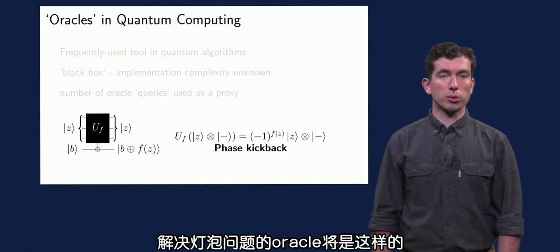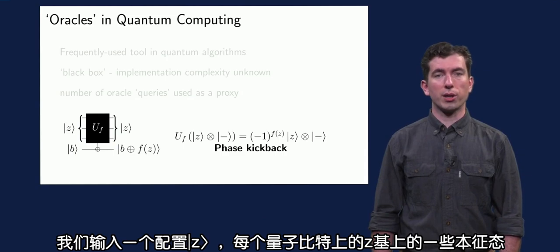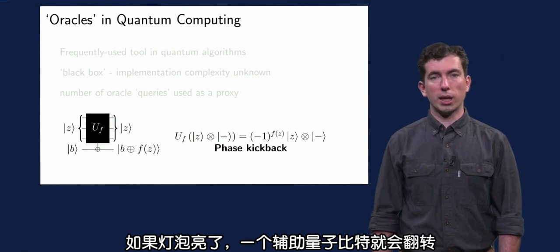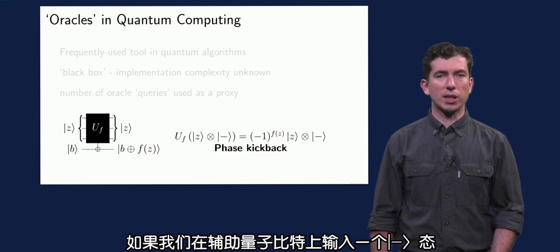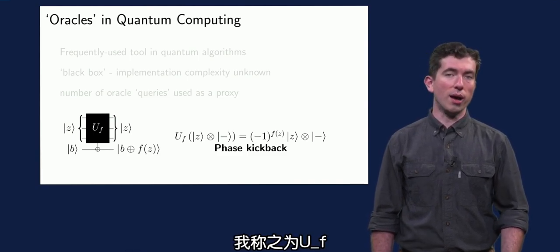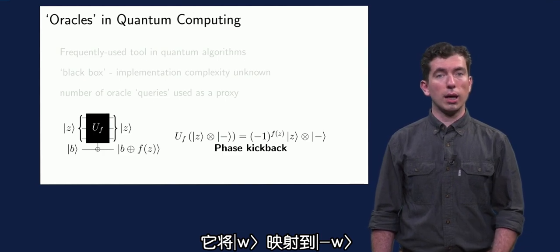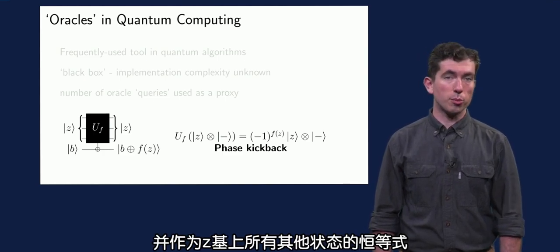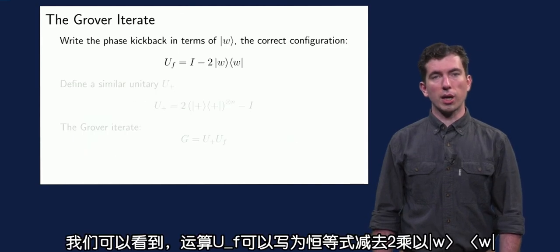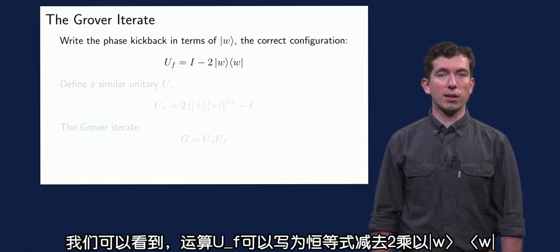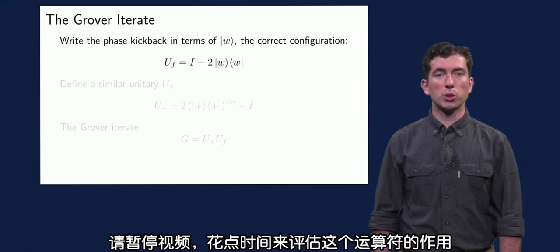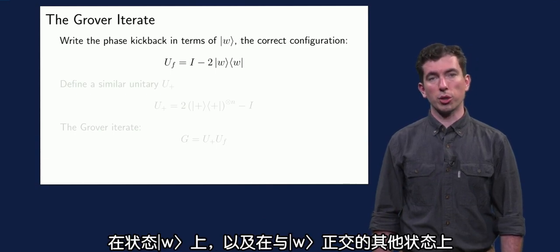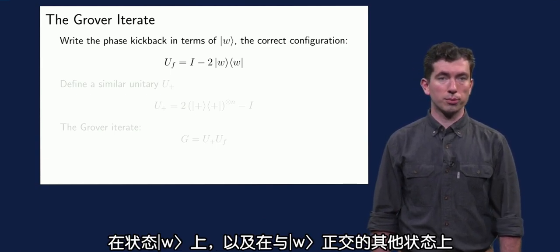The oracle for the light bulb problem will look like this. We input a configuration Z, some eigenstate in the Z basis on each qubit, and if the bulb would light up, an ancilla qubit gets flipped. Already we can see that if we input a minus state on the ancilla, we can obtain what I'll call UF, which maps W to minus W and acts as the identity on all other states in the Z basis. We can see that the operation UF can be written as the identity minus 2 times |W><W|. If this is unclear, pause the video and take a moment to evaluate the action of this operator on the state W and on other states which are orthogonal to W.